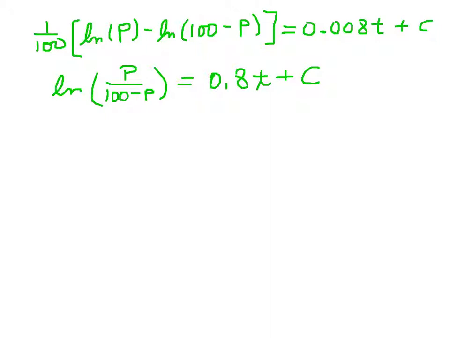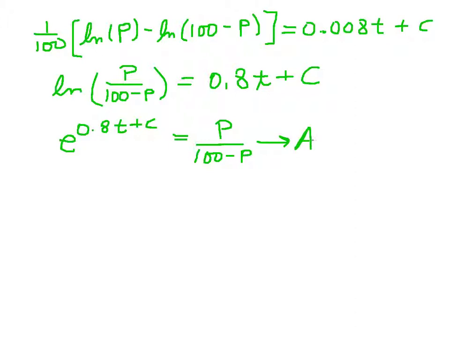And so what this means is that e to the 0.8t plus c is equal to p over 100 minus p. And we've already seen that we can take an expression like this, break it up as e to the c times e to the 0.8t. E to the c is a constant, so I can write this simply as a constant times e to the 0.8t. Told you this was challenging.